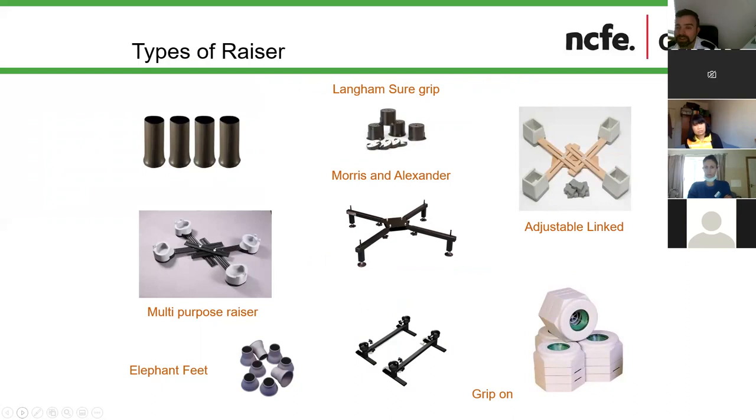Types of risers. As we were saying, if you need to raise a chair, a table, or a bed, this is what you can prescribe. You've got your multi-purpose risers, your elephant feet, and your Morrison Alexandra bars. You can use any of those to raise a table, a chair, or something in the dining room. Because even dining room chairs are really low, aren't they? So they won't be sitting at that 90-degree angle to help people in and out.